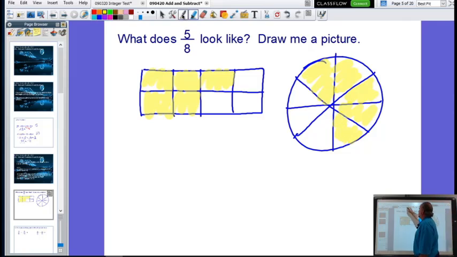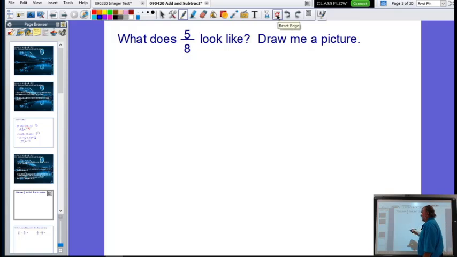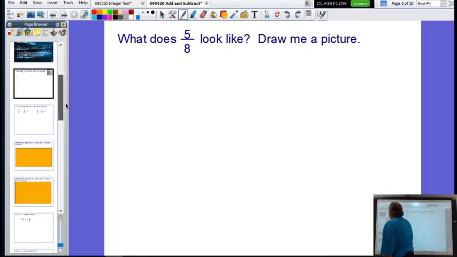That's what 5/8 looks like. Because our bottom number, this denominator, tells us the number of pieces we're going to have to make one, and the top number tells us how many of those pieces I actually have. So that's what 5/8 looks like, and that's what we need to remember about fractions: the root definition.